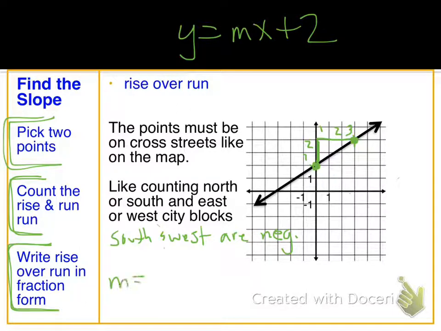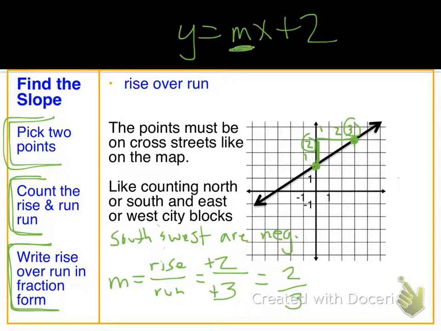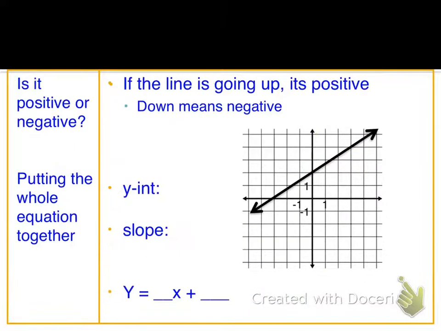So m equals rise over run, which means it's going to be 2 over 3. Now, I went 2 north and I went 3 east, which means these are both positive. So if I want to, I can just say 2 over 3 like that. So that up here is my m. I'm going to erase the m here, and I'm going to write 2 over 3. That's my equation. Now there's one little thing we're going to go over now.